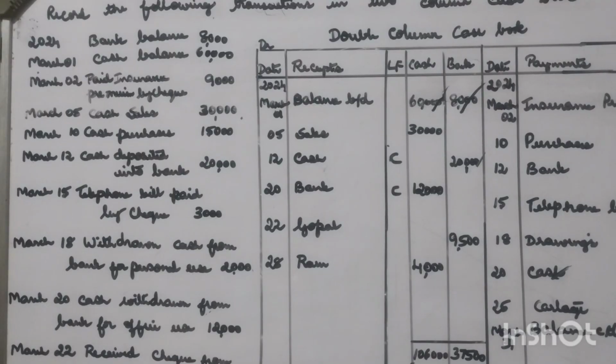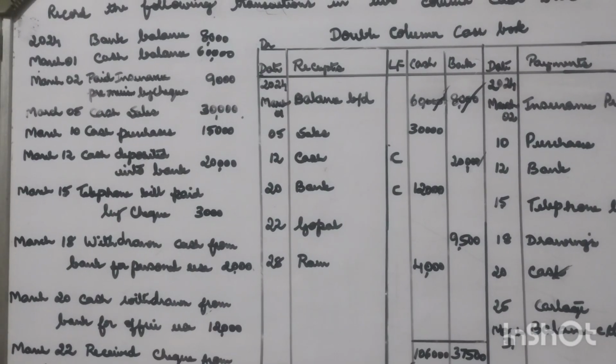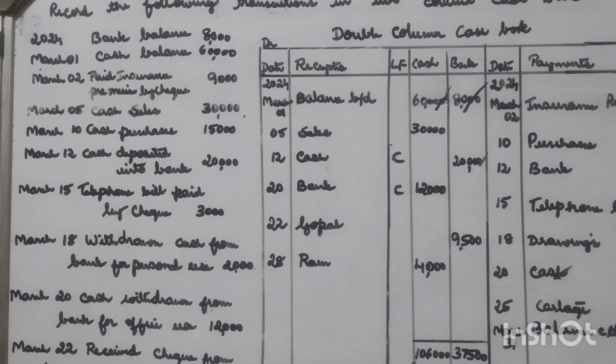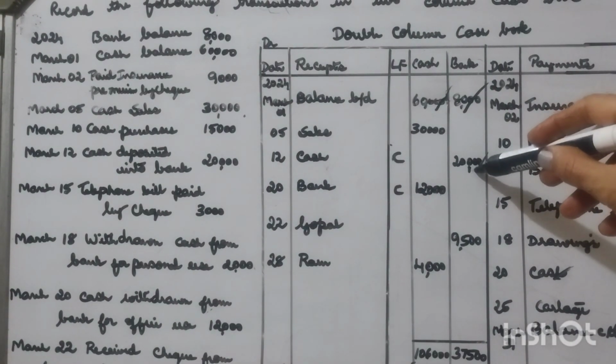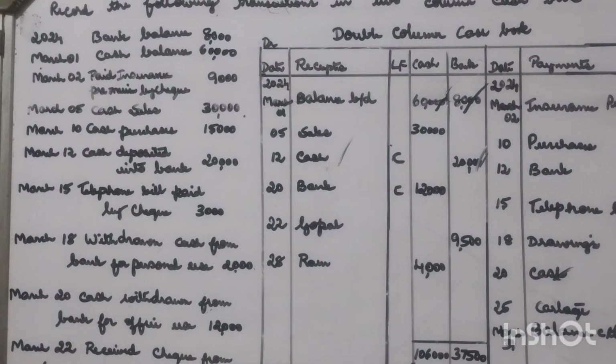So cash is deposited into bank. Understand what is the journal entry. So bank account debit to cash account. So under bank column, bank account has to be debited to cash account. So that is one entry. Record that as contra entry C.